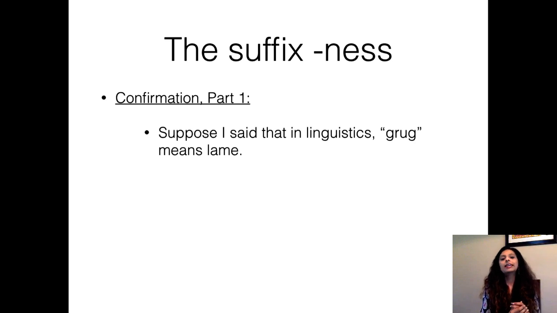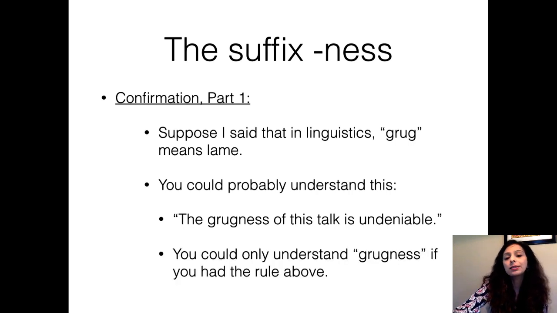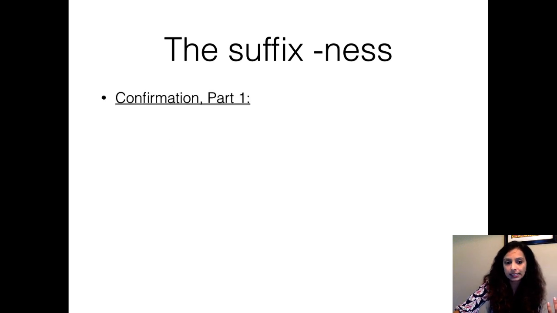So how do we actually confirm that this is true? We confirm this by creating a new word in English. So I'm going to tell you that grug means lame, and you could probably understand this. The grugness of this talk is undeniable, right? Even though I had never told you what grugness is, you only know that the adjective grug means lame. And so the way that you're understanding grugness is because you are using the rule that we just described before, that you can take any adjective, even a new novel adjective, attach the suffix to it, and you can derive a noun from that.